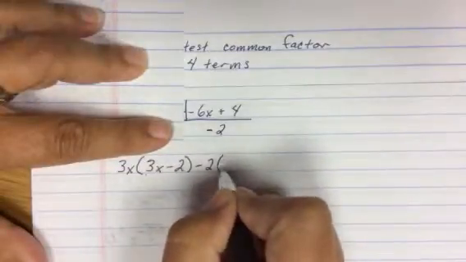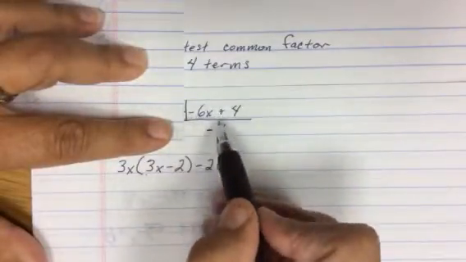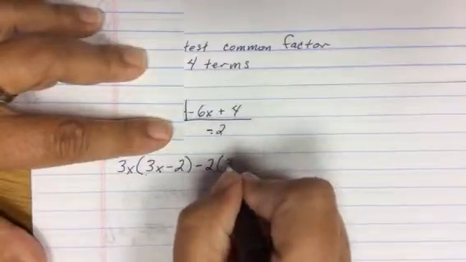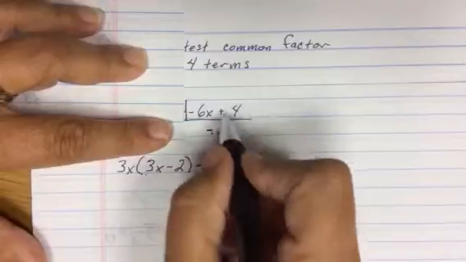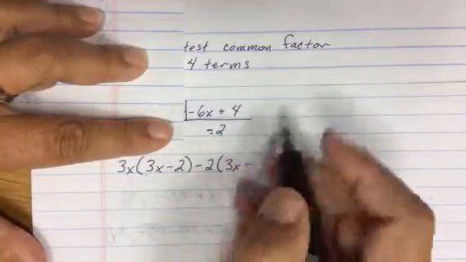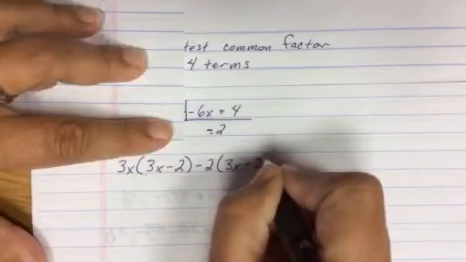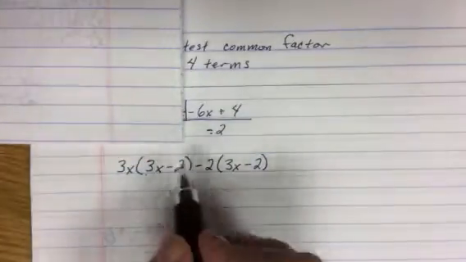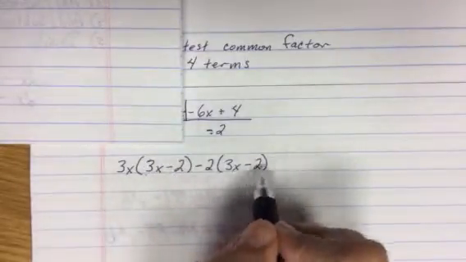What I divide by comes to the front. A negative divided by negative gives me a positive. 6x divided by 2 gives me a 3x. Positive divided by negative gives me a negative. 4 divided by 2 gives me 2. At this point, I look at this, and my parentheses are the same.